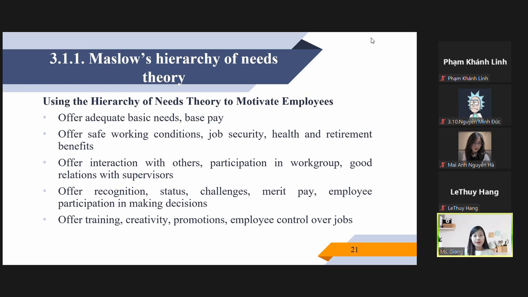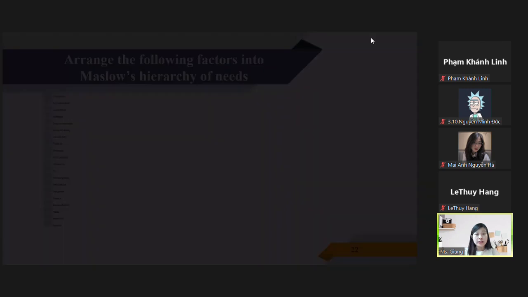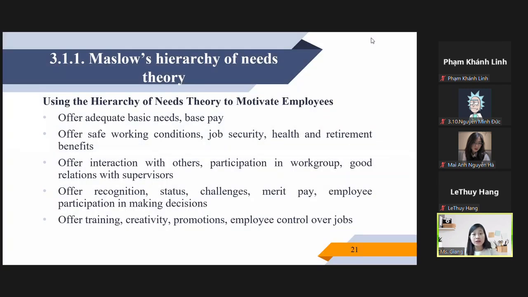In order to motivate employees, we should find ways to satisfy the 5 levels of needs of employees. For example, in order to satisfy the physiological needs, the manager needs to offer adequate basic needs and base pay in order to satisfy the basic standard of living, the basic conditions of living for employees.